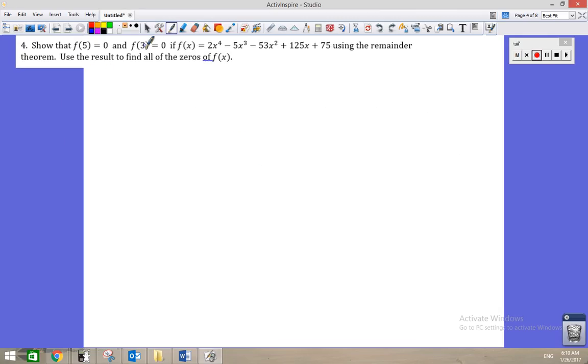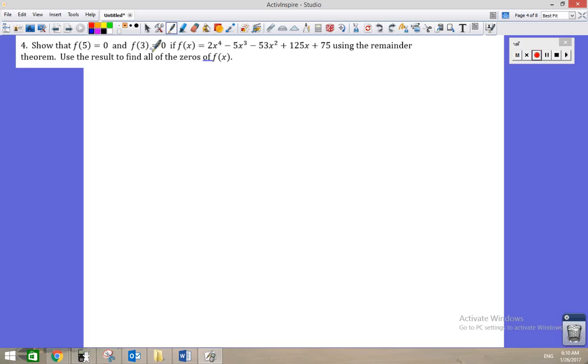This time, the information that's given to us is a little bit different. They give us 2 x-intercepts. They give us 2 zeros of this function. F evaluated at 5 is 0, but also F evaluated at 3 is 0. So we're going to use both of these pieces of information to help us find all of the zeros. Since it's of degree 4, there's likely to be no more than 2 more zeros of this function.